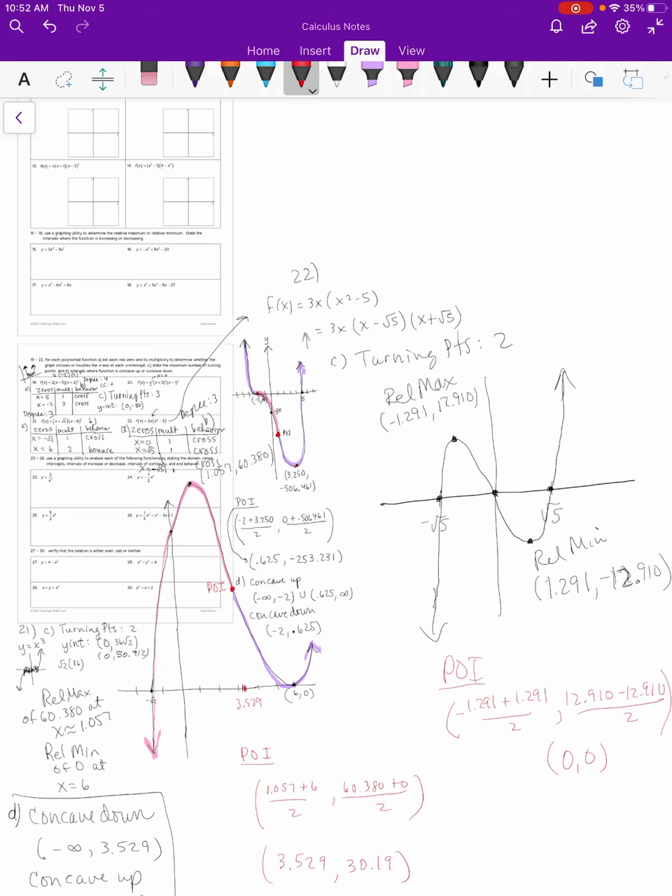And so that makes it nice because you can see that your concave down here and your concave up here. There's your concave up. So if you were writing your concavity intervals, concave down, negative infinity to 0, concave up, 0 to infinity. Okay? And that is your 19, 21, and 22.